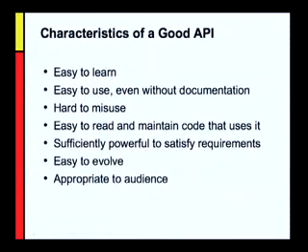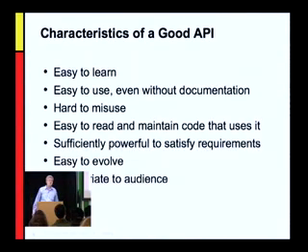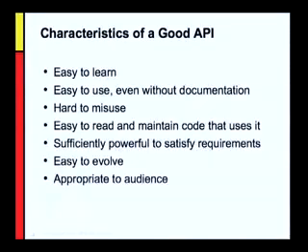So what are the characteristics of a good API? First of all, it's easy to learn, and it's easy to use, even without documentation. So a good API should be easy to memorize. It should just plain make sense. And the flip side of that is, not only should it be easy to use a good API, but it should be hard to misuse a good API. It should be hard or impossible to misuse a good API. That is, basically, a good API should simply force you to do the right thing.